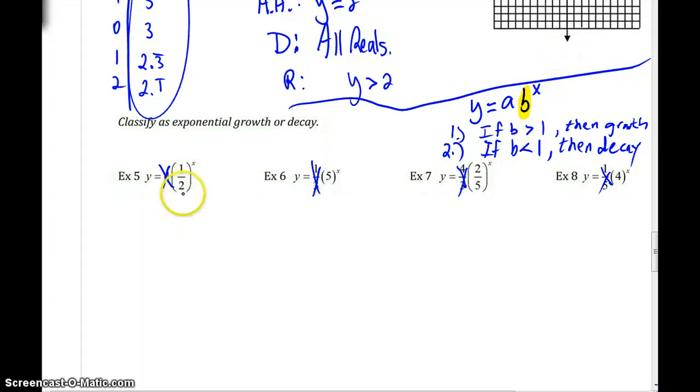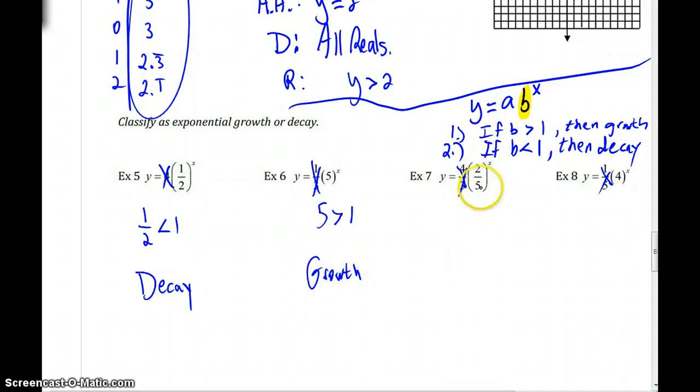Let's go to example 5. Your base is 1/2. 1/2 is less than 1. This will be decay. Take a look at number 6. Your base is 5. 5 is greater than 1. This would be exponential growth. Look at 2/5. 2/5 is 0.4 on a calculator. More importantly, the numerator is smaller than the denominator. Immediately you know that that is less than 1. This must be decay. And finally, look at your base of 4. That's greater than 1. This would have to be growth.